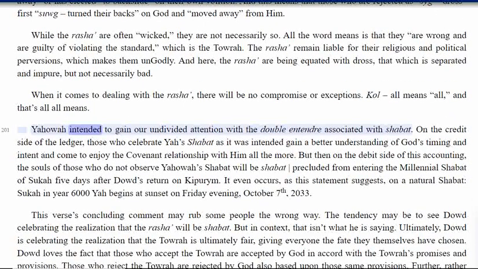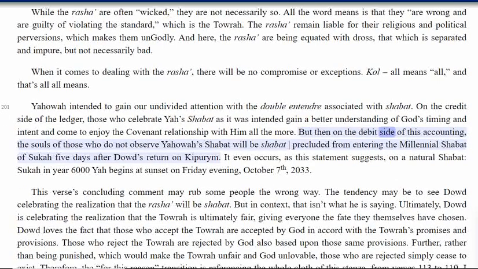Yahweh intended to gain our undivided attention with the double entendre associated with Shabat. On the credit side of the ledger, those who celebrate Yah's Shabat as it was intended gain a better understanding of God's timing and intent and come to enjoy the covenant relationship with Him all the more. But then on the debit side of this accounting, the souls of those who do not observe Yahweh's Shabat will be precluded from entering the millennial Shabat of Sukkah 5 days after Dowd's return on Kippurim.